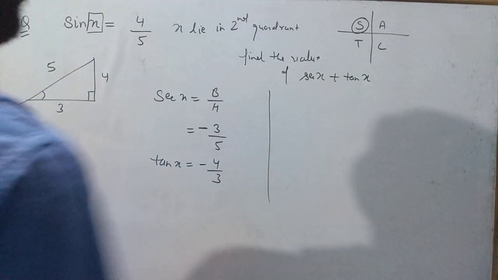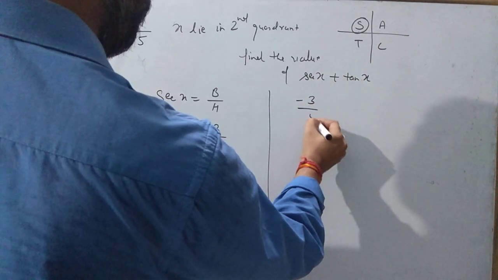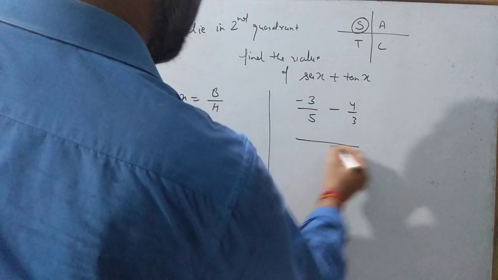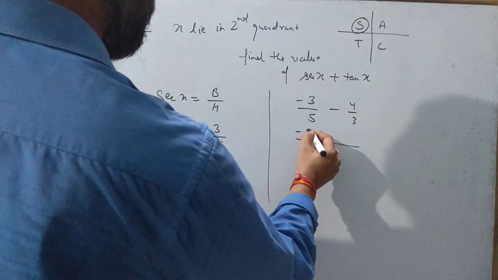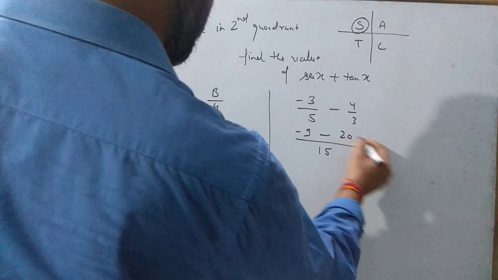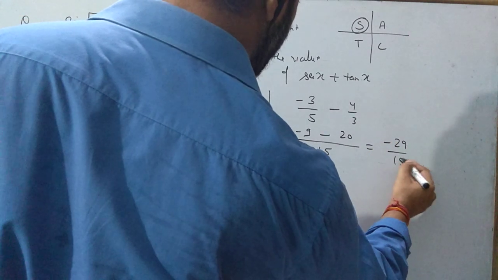Now substitute the values. Sec is minus 3 by 5 and tan is minus 4 by 3. The LCM of 5 and 3 is 15, so it is minus 9 minus 20 over 15. So it is minus 29 by 15. This is the answer.